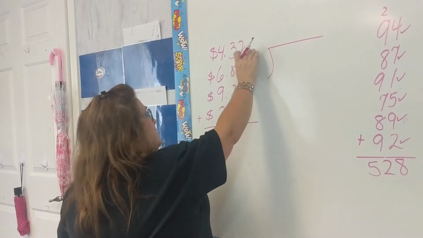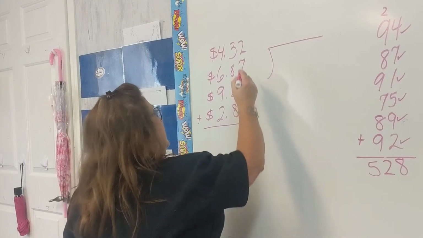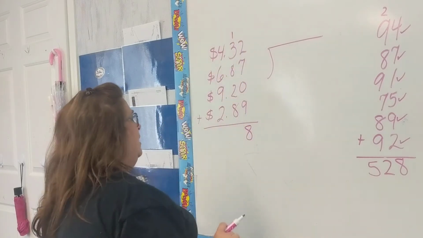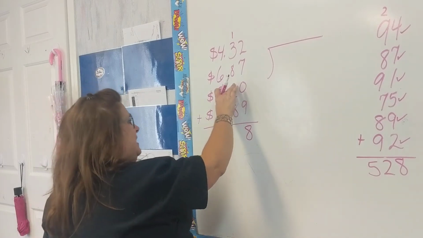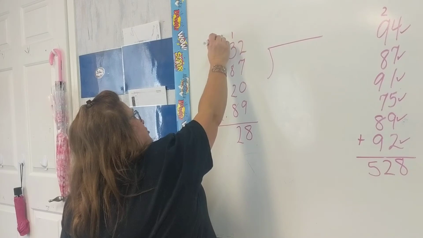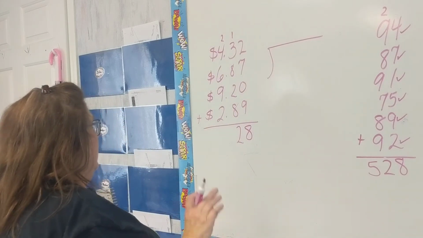So 7 plus 2 is 9, 9 plus 9 is 18. Put 8 down, carry our 1. 8 plus 3 is 11, plus 1 is 12, plus 2 is 14, plus 8 is 22. Put 2 down and carry our 2. 4 plus 2 is 6, plus 6 is 12, plus 9.